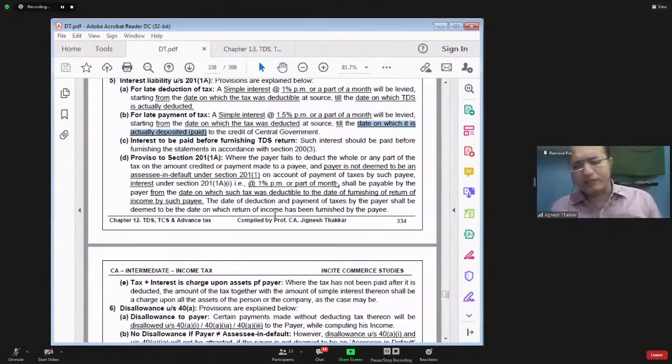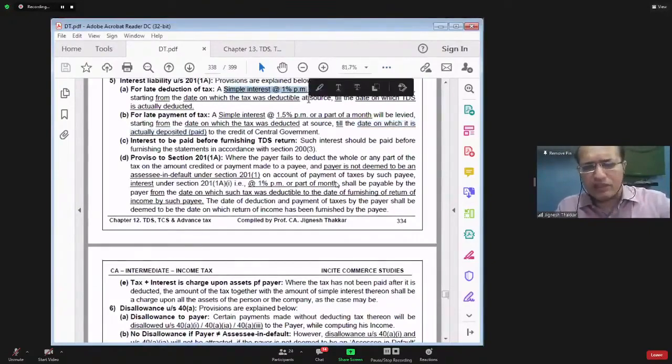But in our example, Inside Commerce Studies have not deducted TDS. I know TDS was deductible. When was it deductible? It was deductible on 15th of February, but that TDS was not deducted up to the end of the year. So if you want to calculate this 1% interest, you have the starting date, but you don't have the ending date.